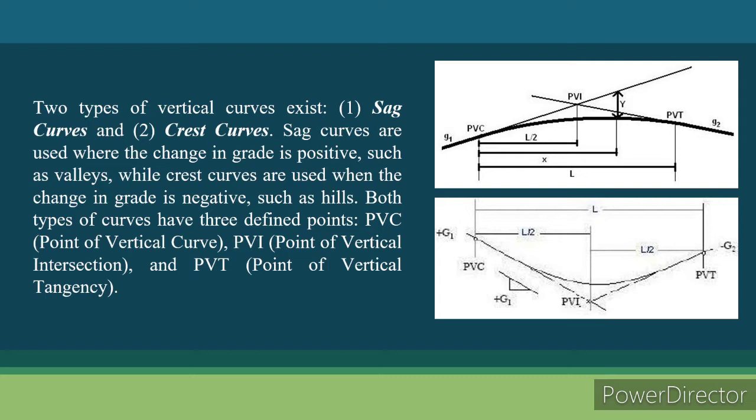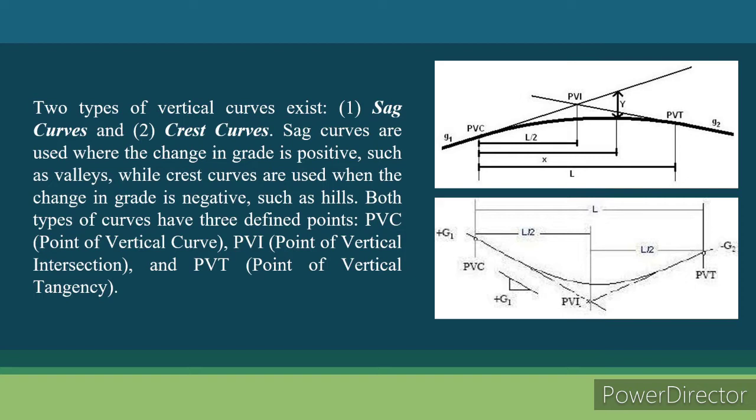Sag curves are used where the change in grade is positive, such as valleys, while crest curves are used when the change in grade is negative, such as hills. Both types of curves have three defined points: the PVC or the point of vertical curve, the PVI or the point of vertical intersection, and the PVT or the point of vertical tangency.